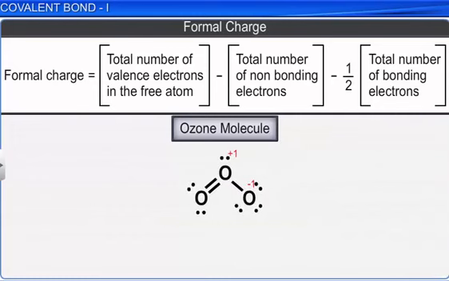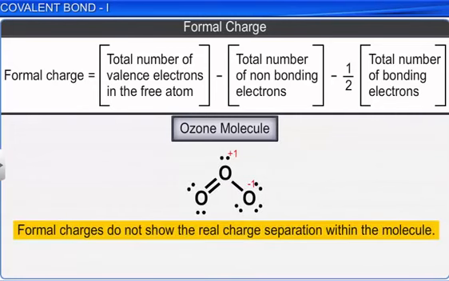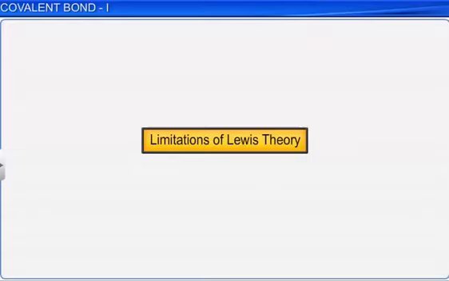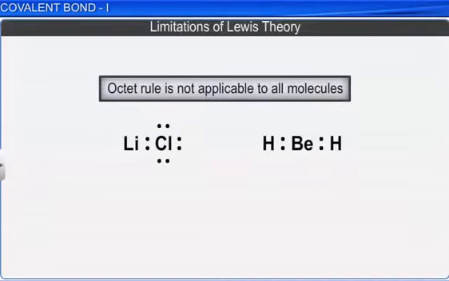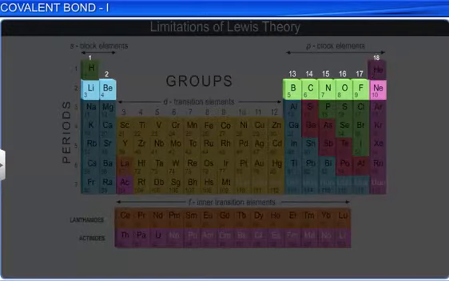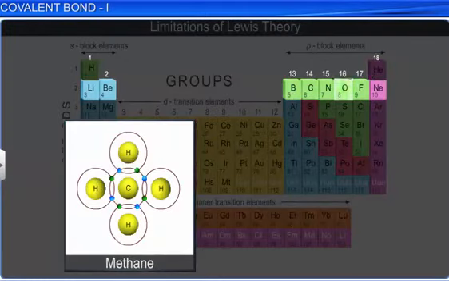Remember that the formal charges do not show the real charge separation within the molecule. Formal charges are useful to predict the most stable structure among the possible Lewis dot structures of the compound. Now let's move on to limitations of Lewis theory. Though octet rule is simple, it is not applicable to all the molecules. It is mainly applicable to organic compounds and compounds formed by second period elements such as methane and water.